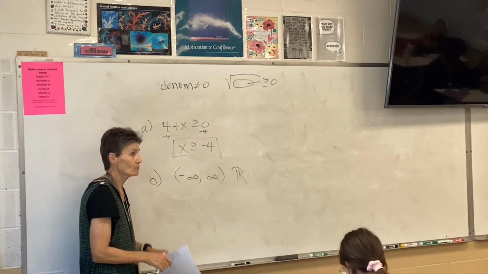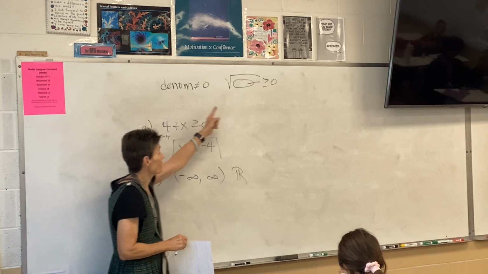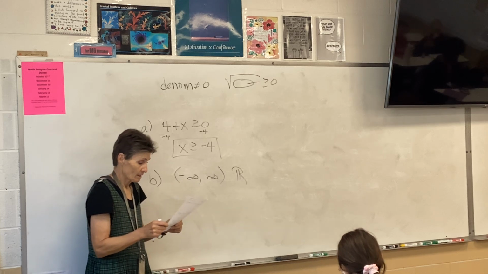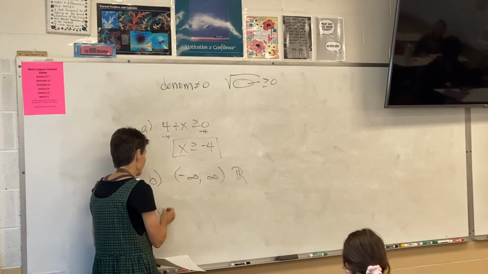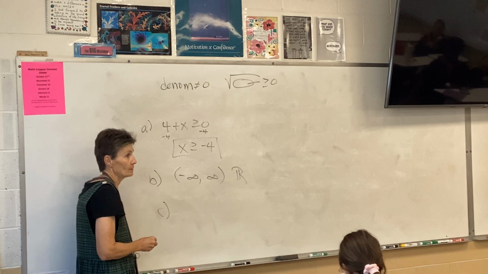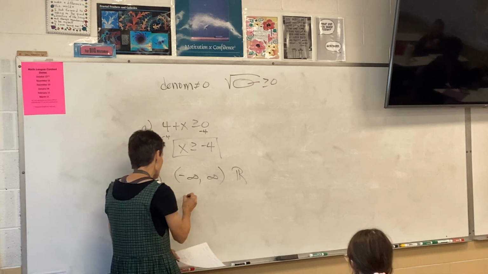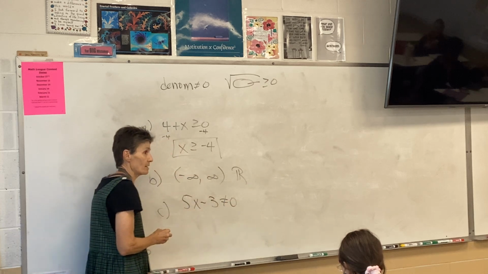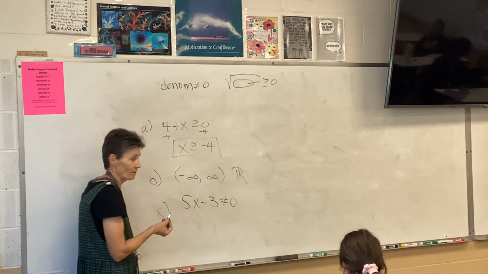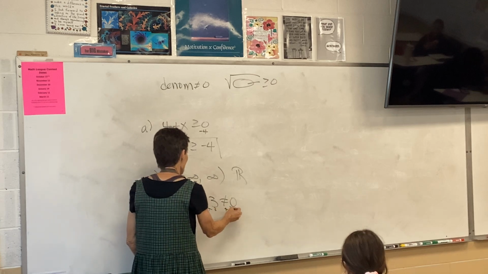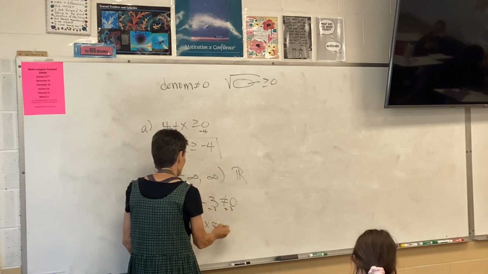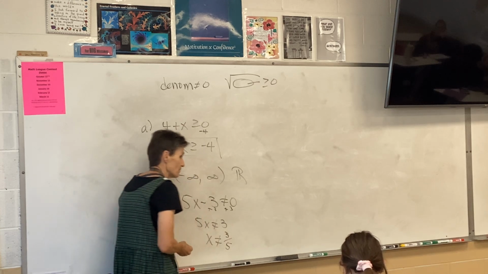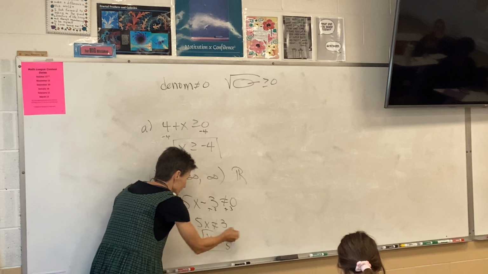Okay, why is it all real numbers? Because there's none of that and none of that. All right, what about C? There's a denominator. So I know that whatever is in my denominator cannot be 0. So I solve it. Add 3 to both sides. 5x cannot be 3. So x cannot be this. Done.